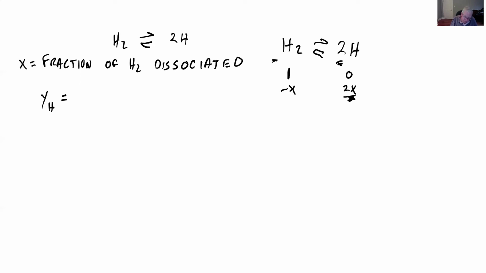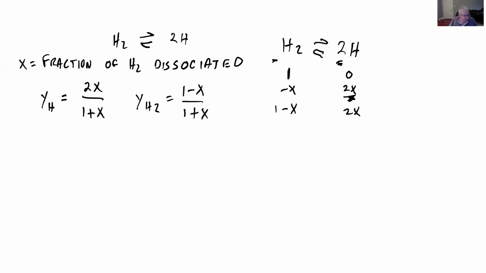And so all that leads me to the conclusion that my mole fraction for the hydrogen atoms is 2X over 1 plus X, because when I get to the bottom here, I have 1 minus X and I have 2X, right? So 2X is how much H there is. 1 plus X is therefore the total. The Y for the H2 is equal to 1 minus X over 1 plus X, right? And that's just because the number of moles is changing as things go along. So that gets us to that 1 plus X on the bottom, okay?